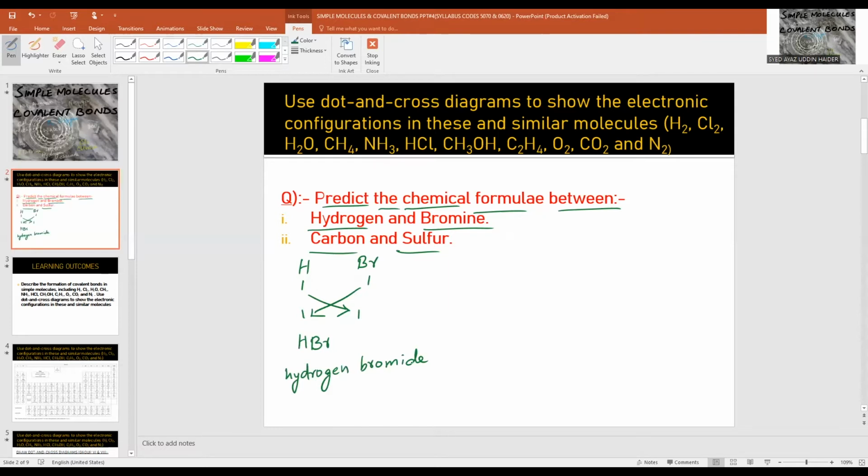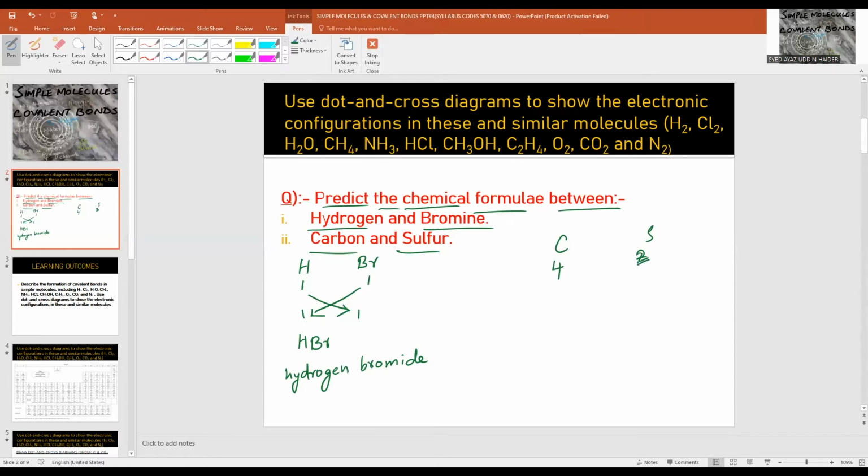Next one is between carbon and sulfur. C is the symbol for carbon. S is the symbol for sulfur. Valency of carbon is ±4. So I'm ignoring its charge. I will write 4. And valency of sulfur is -2. Again, ignore its charge.